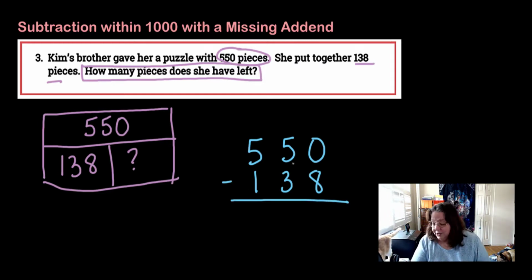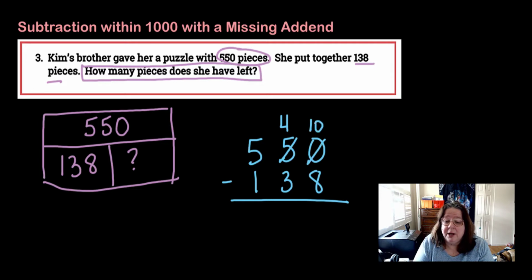Okay, so we've got some subtraction going on. Can I take 8 from 0? Well, I can regroup. I can go over to the tens column. There are 5 tens there. Let's break apart one of those tens. That'll leave us 4 tens and 10 ones. I can subtract now. 10 minus 8.